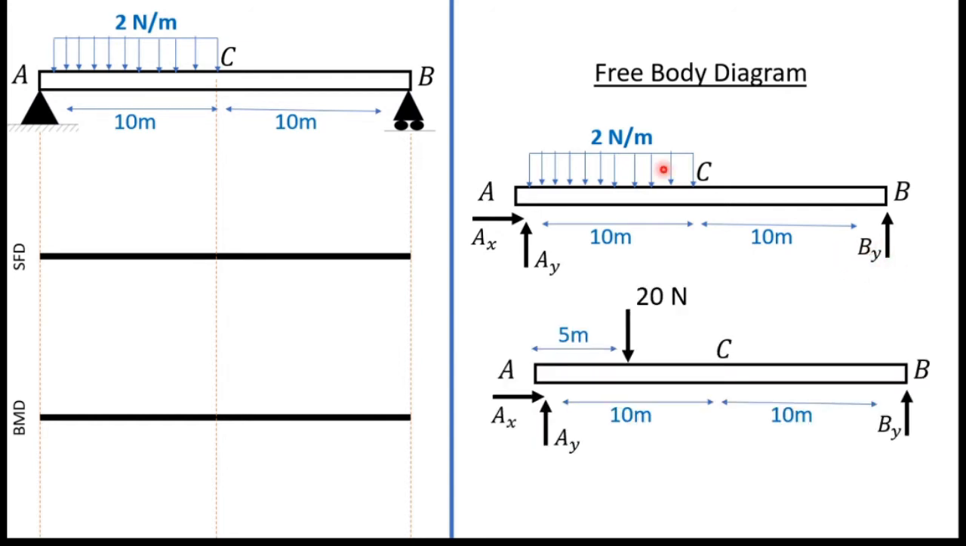I can't work with this distributed load like this, so therefore I marked it here as a resultant force. Magnitude of distributed load is 2 Newton per meter and acting length is 10 meters, therefore I can mark resultant force as 10 times 2, 20 Newton, and it acts at the middle of this AC part. Length of this AC part is 10 meters, so it acts 5 meters from point A and 5 meters from point C.